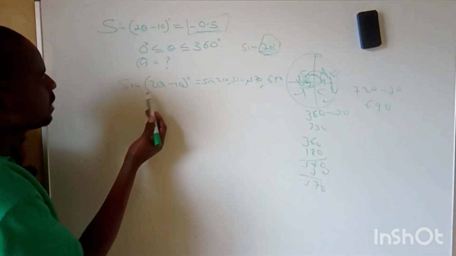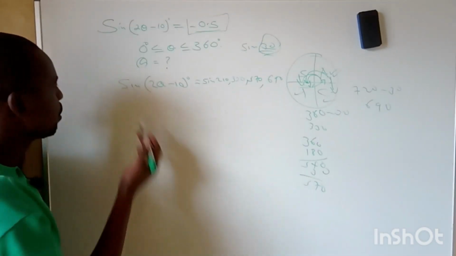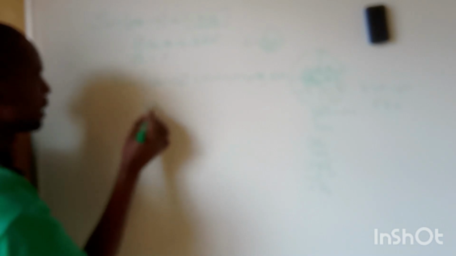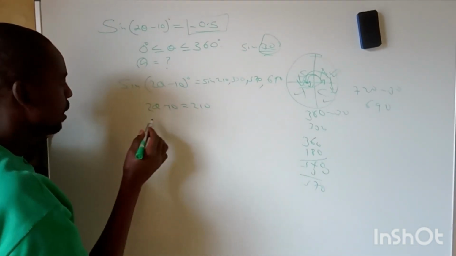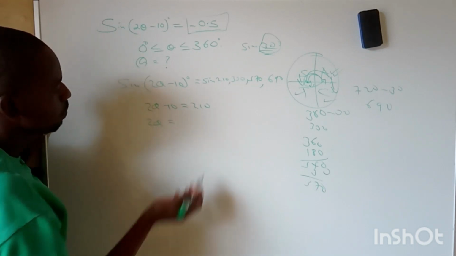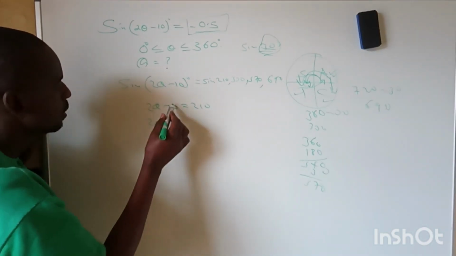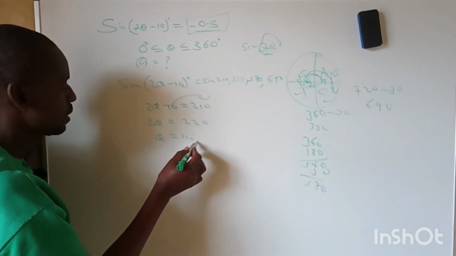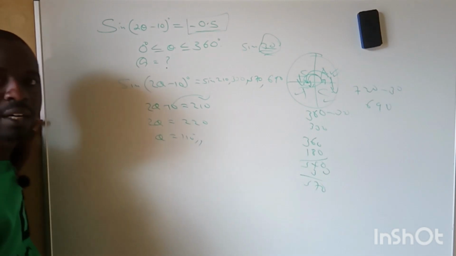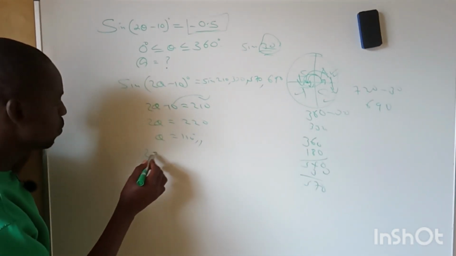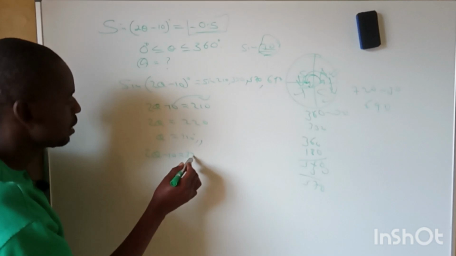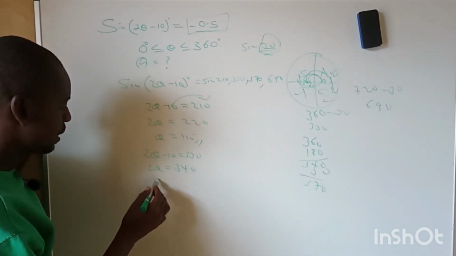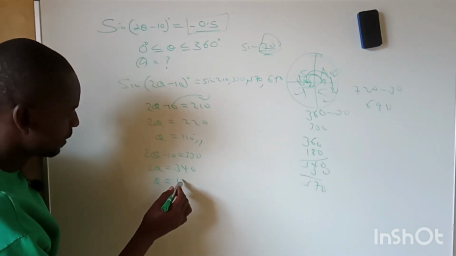Since sine of (2 theta minus 10) is equal to that, now we can get theta, because sine will just cancel out. So we have 2 theta minus 10 is equal to 210. Then 2 theta is equal to 220, then theta is equal to 110 degrees. That's the first value of theta. Let's get the second value of theta. 2 theta minus 10 is equal to 330, then 2 theta is equal to 340, then theta is equal to 170.